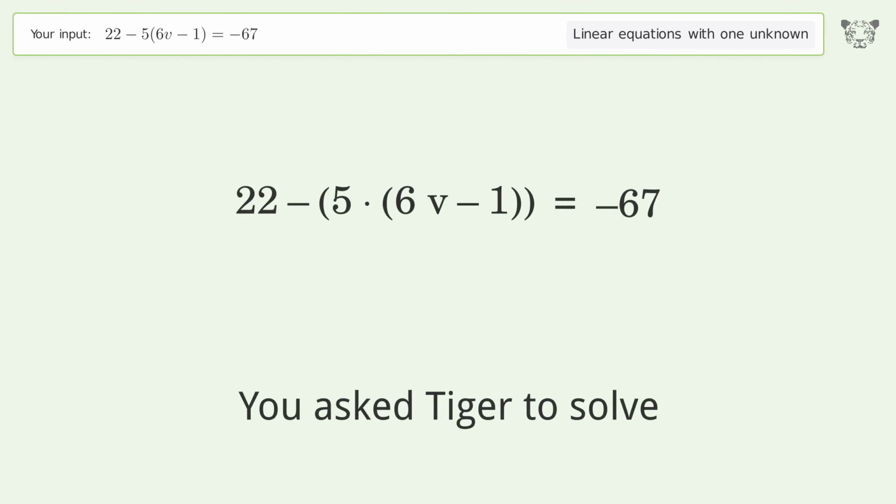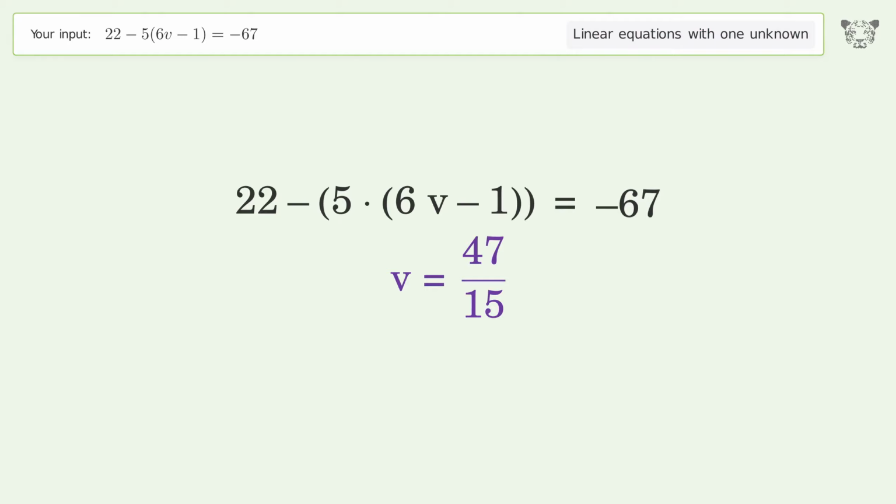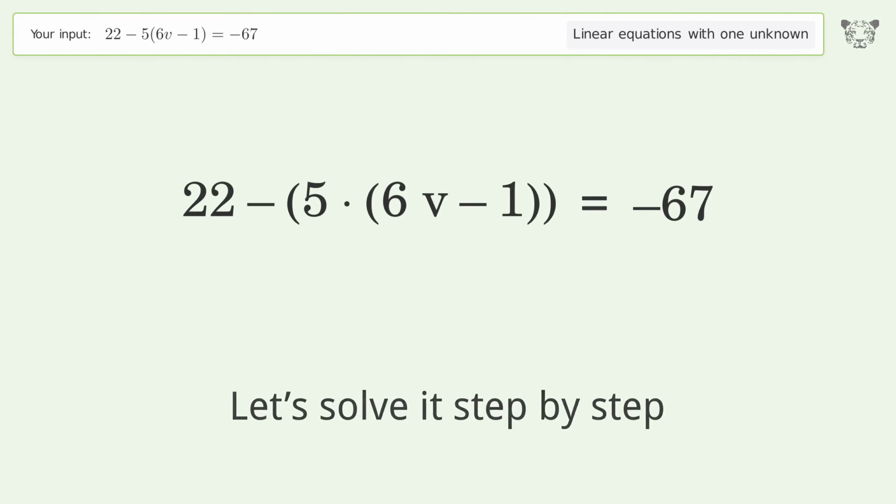You ask Tiger to solve. This deals with linear equations with one unknown. The final result is v equals 47/15. Let's solve it step by step.